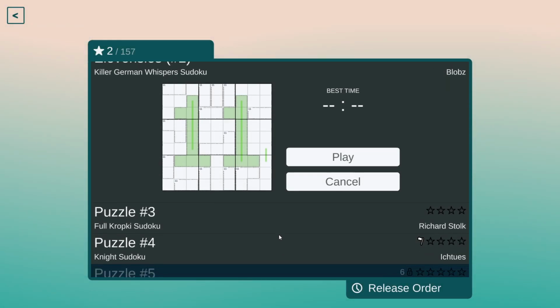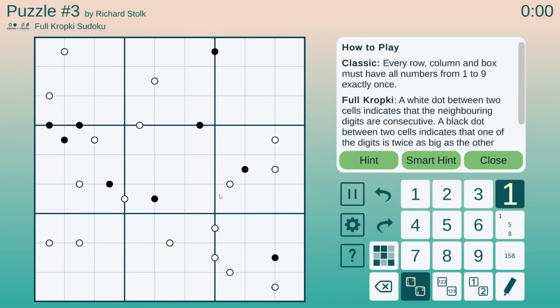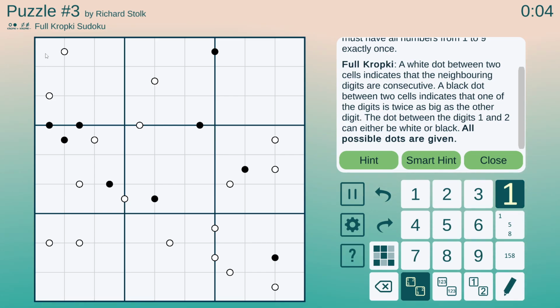I don't have too much time today, but maybe I'll look at one more. Another crop key. I love me some crop key. A white dot means that the neighboring digits are consecutive, like 1 and 2, 2 and 3, and so on. Black dot indicates that one of these digits is twice as big as the other. So 1, 2, or 3, 6, 2, 4, 4, 8. All possible dots are given.